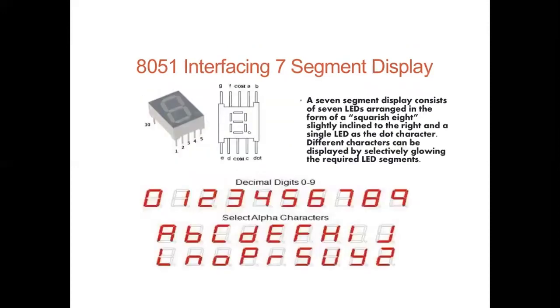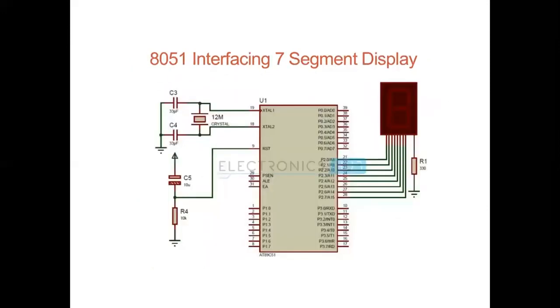So this is the concept. A 7-segment display consists of LEDs arranged in the form of a square shape, slightly inclined to the right, and a single LED as the dot character. So different characters can be displayed by selectively glowing the required LED segments. So this is the 8051 interfacing of 7-segment display concept. Here we are using 8 inputs from port 2. So see the diagram.